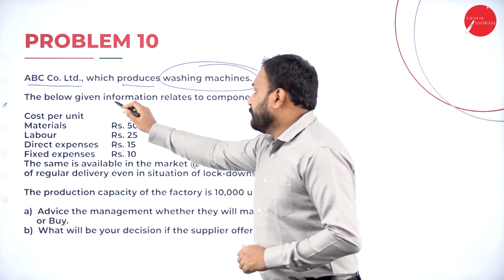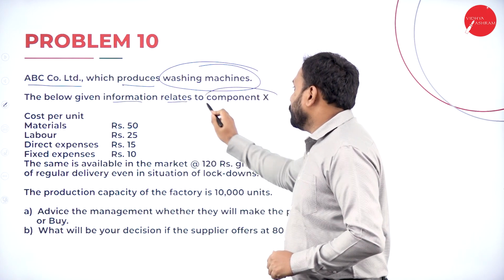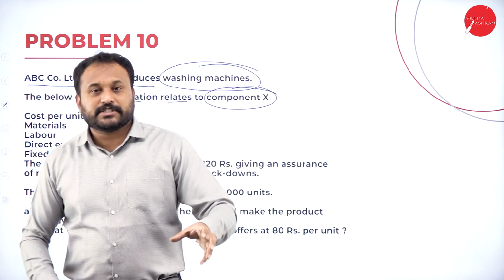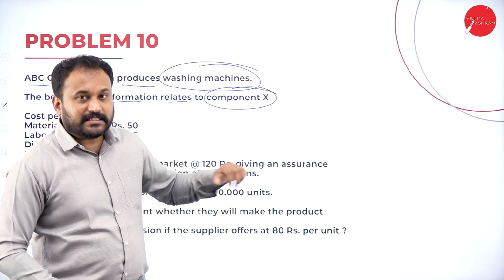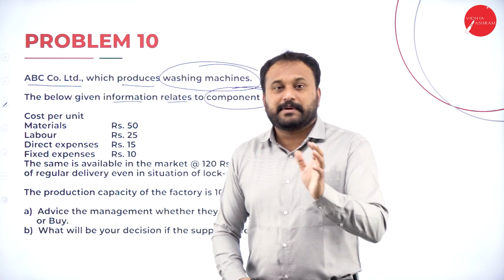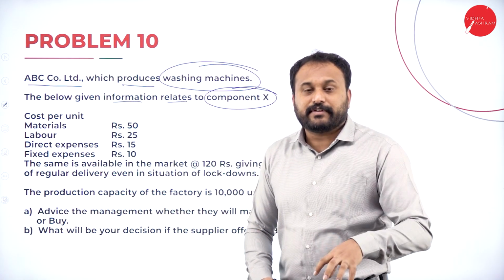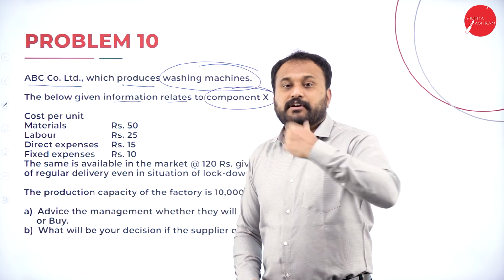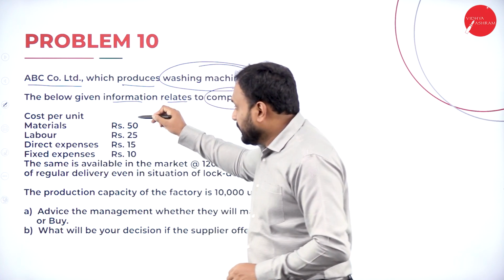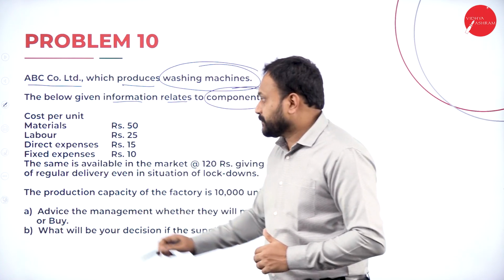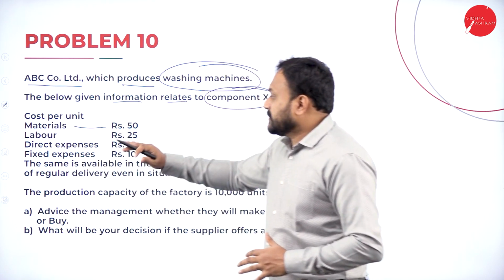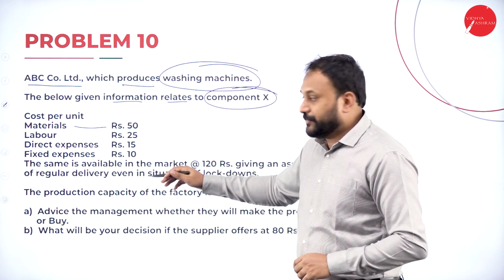The below given information relates to component X. That means there is one component in the washing machine which is termed X. So we got to know ABC is a manufacturing company and they manufacture a component of a washing machine, that is component X. Now cost per unit: everything here is per unit. Material is 50 rupees, labor, direct expenses, fixed expenses, everything they have given us.